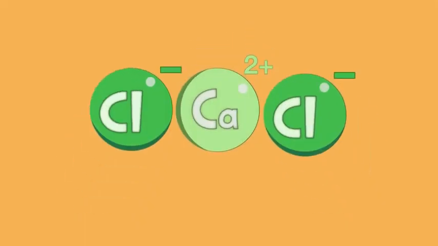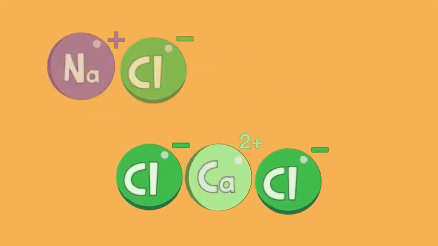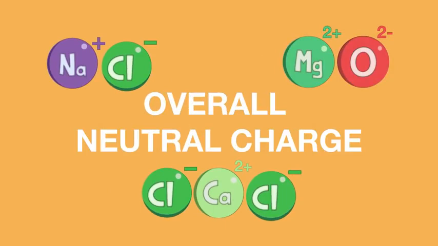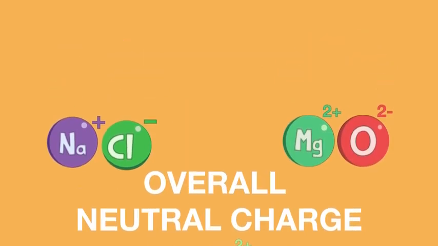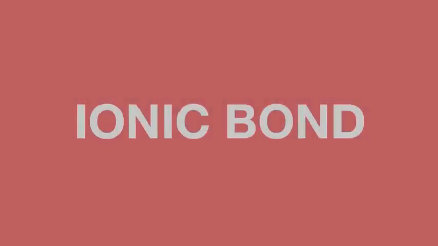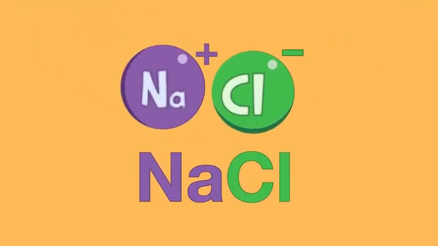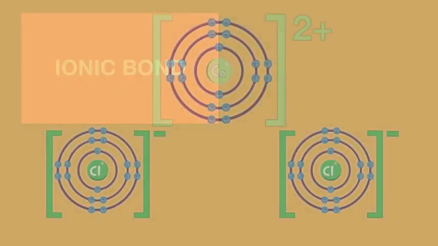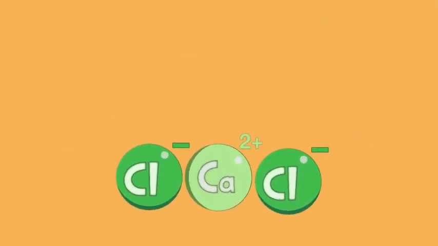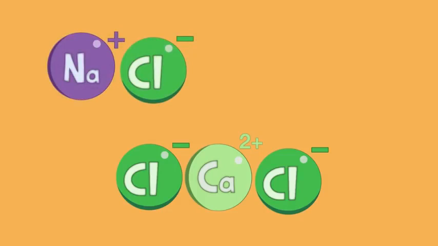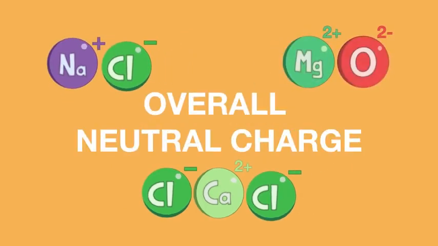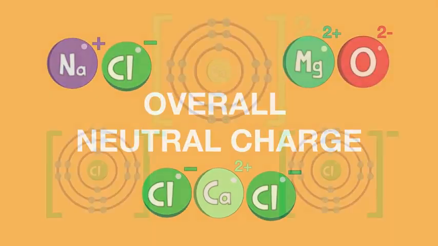out. In all three examples, the resulting ionic compounds have an overall neutral charge because all charges are fully balanced out. In summary, an ionic bond is defined as the electrostatic attraction between oppositely charged ions. When an ionic compound is formed, the charges must be balanced so that the resulting ionic compound has an overall neutral charge.